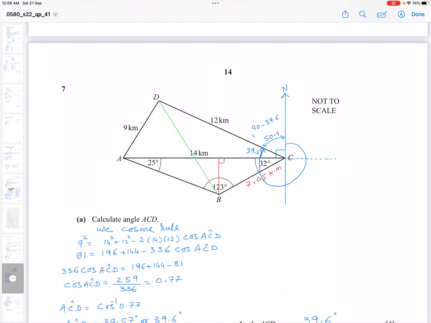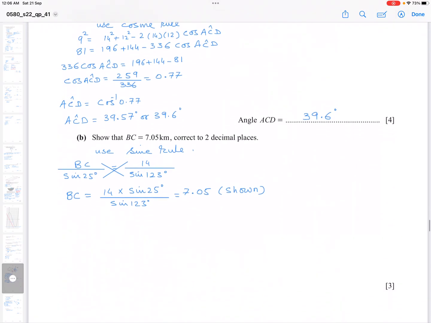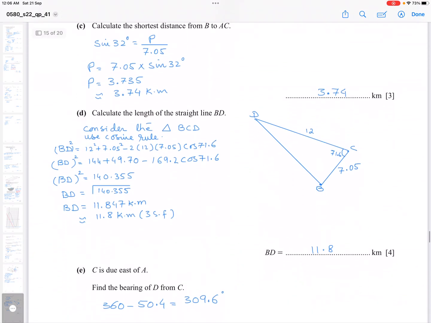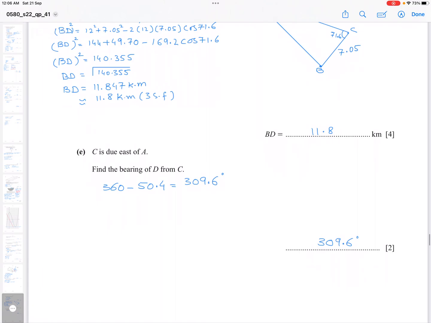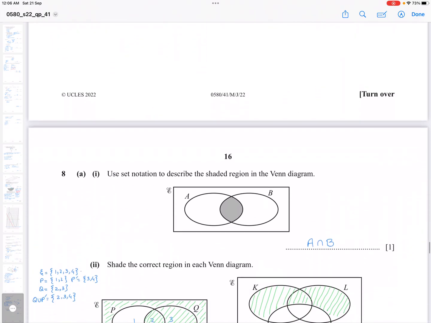So there is a 90-degree with AC and north. So 90 minus, if I minus 39.6 from 90, I get 50.4. So from 360 degree, if I subtract 50.4, I can get the bearing. So 360 minus 50.4 will give me the bearing, which is 309.6 degrees.